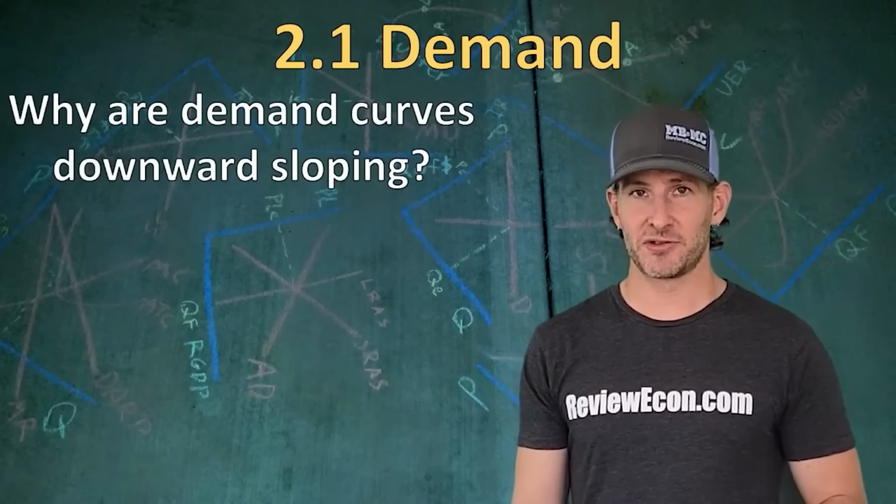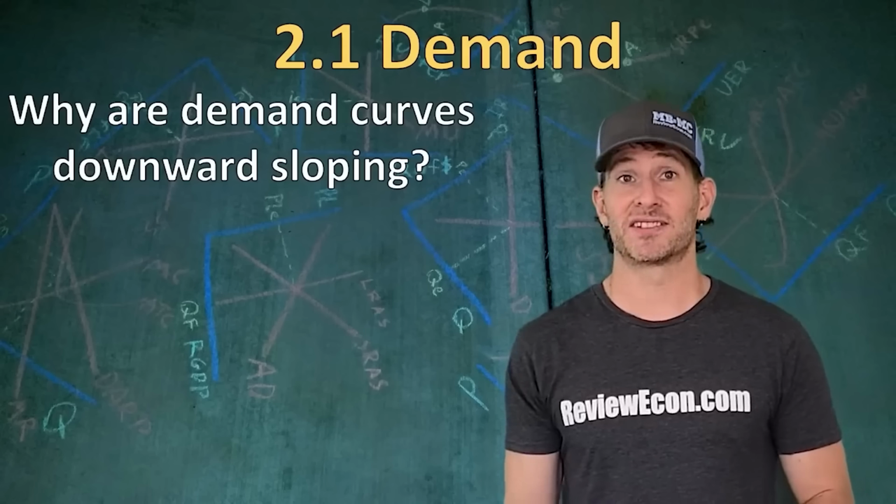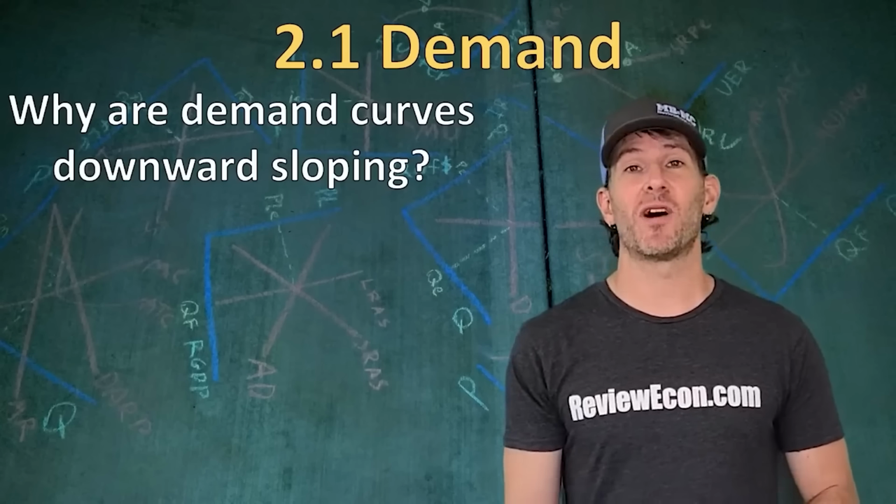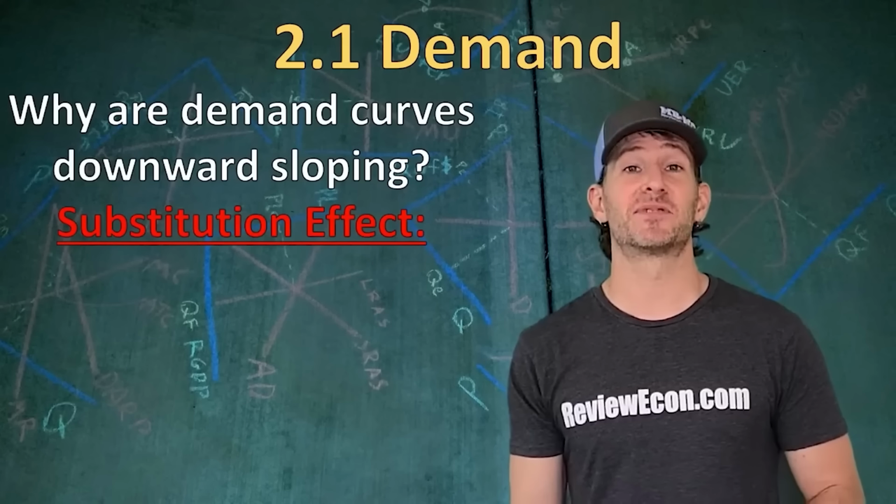So the next thing we need to do is figure out why it is that demand curves downward slope. The first reason why demand curves downward slope is called the substitution effect.